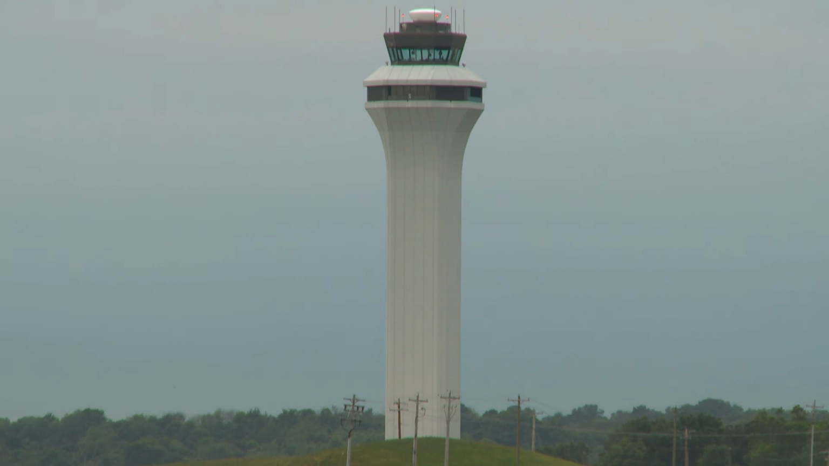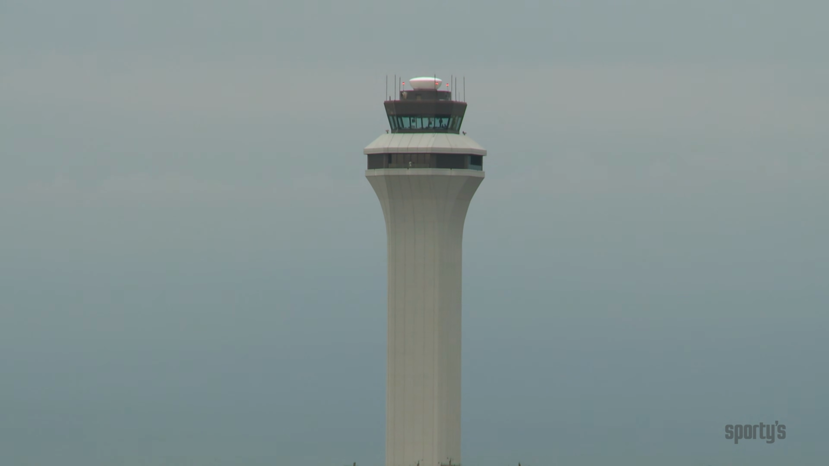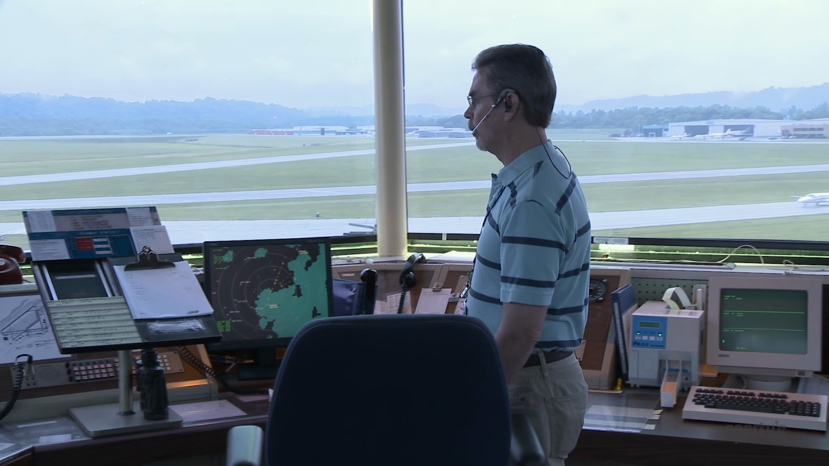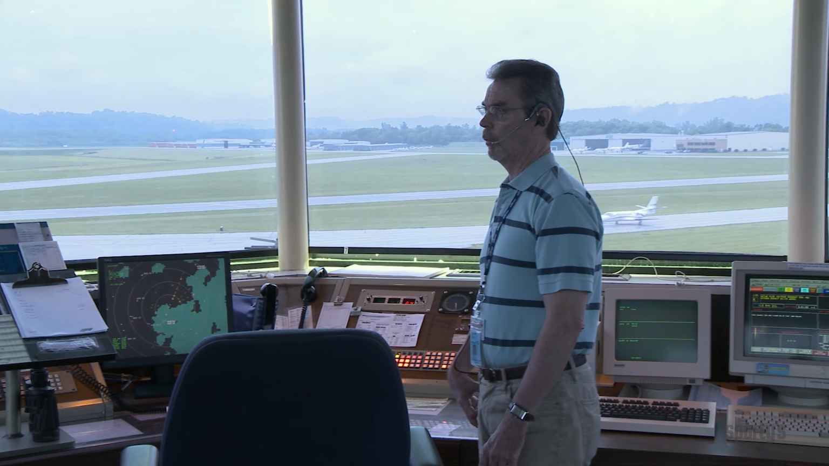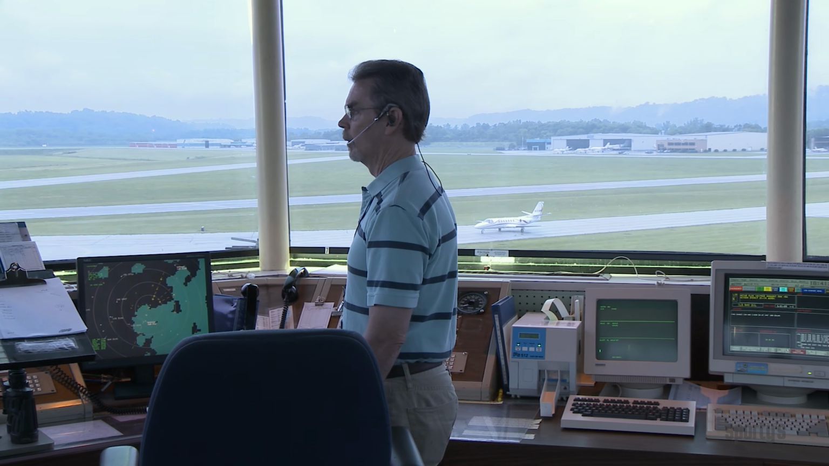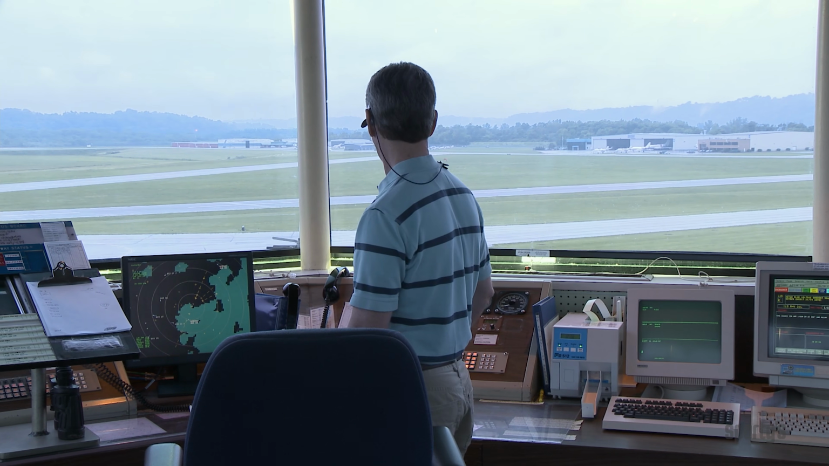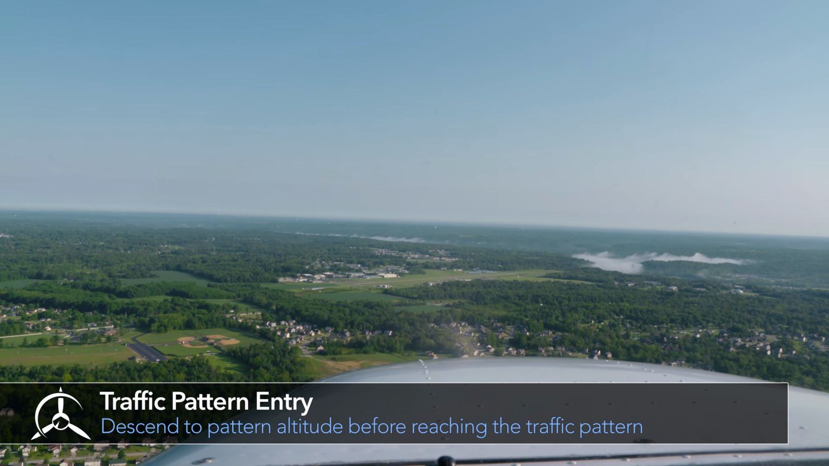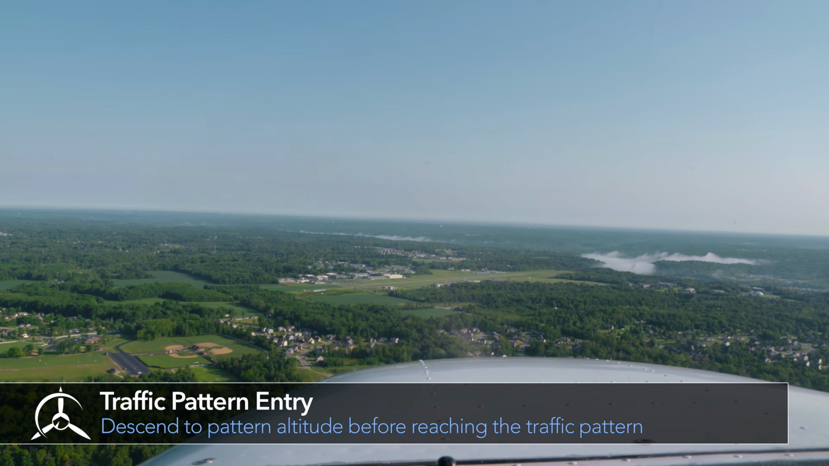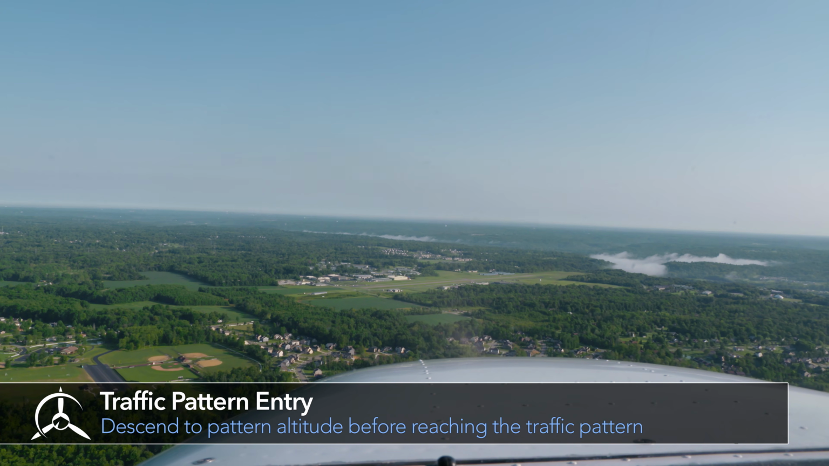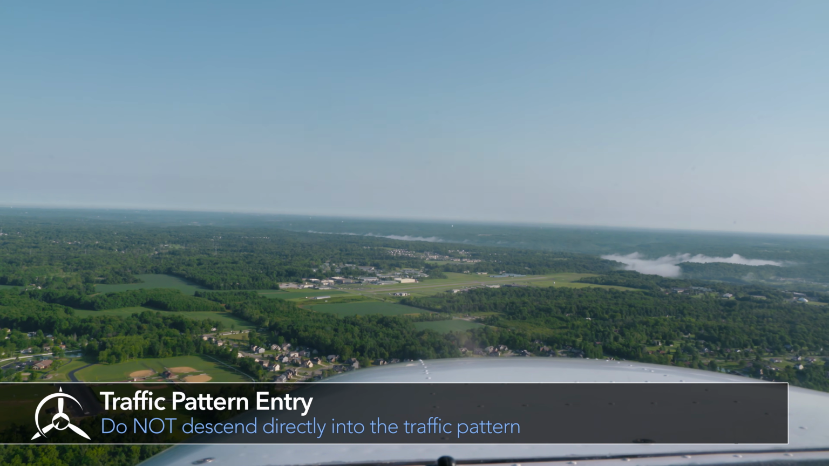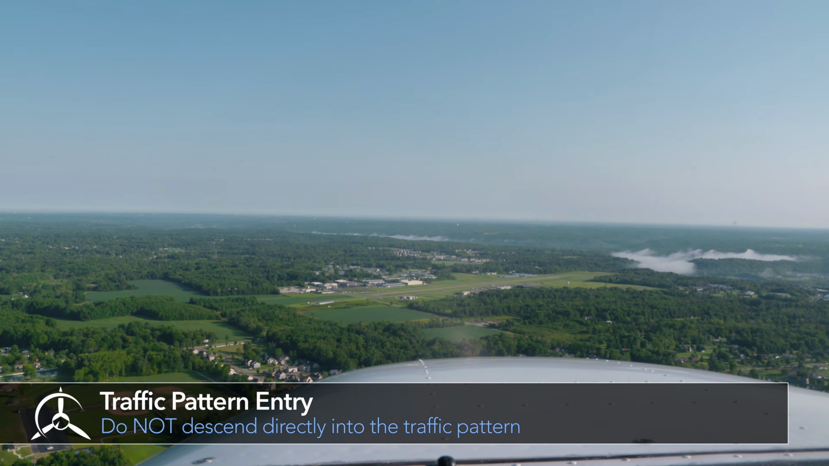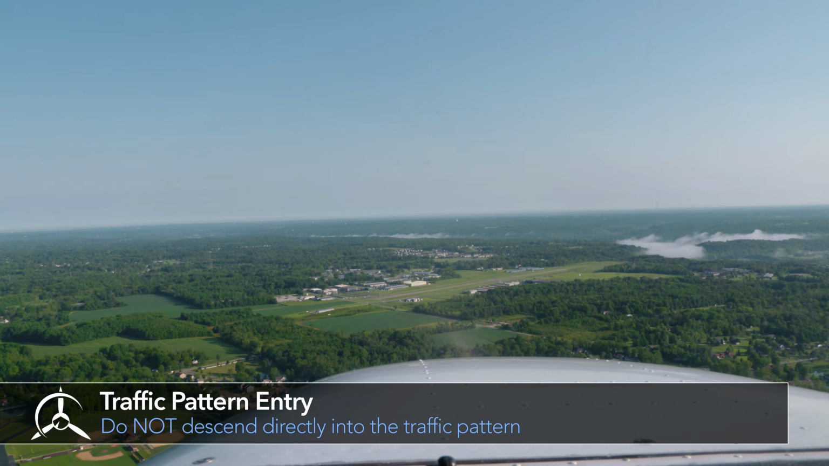Call the tower at a controlled airport from the same 10-mile distance out. The controller will assign an entry into the traffic pattern, a landing runway, and where to make the next radio call. As you head back to the airport, descend to the traffic pattern altitude before reaching the pattern. This will give you a chance to look for other aircraft. Always avoid descending entries into the traffic pattern because of collision hazards.